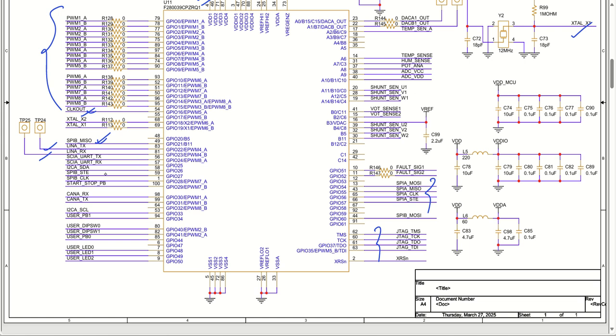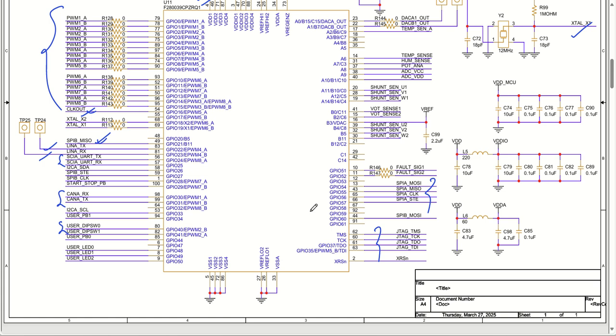We have SCIA communication as well, and this is also capable of UART communication. I have renamed it SCIA underscore UART TX and UART RX. Similar to that, we have I2C communication, and then we have CAN communication as well, so CAN TX, CAN RX. And similar to that, we have other parts like USB, user dip switches, user push buttons, and user LEDs. Each one of these circuits we will try to see one by one.